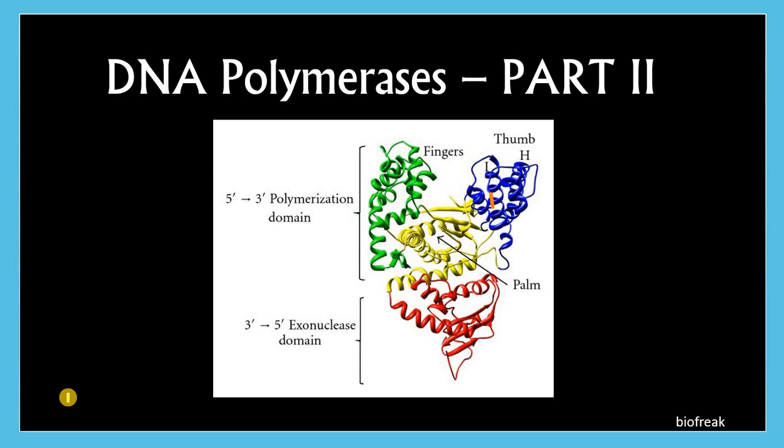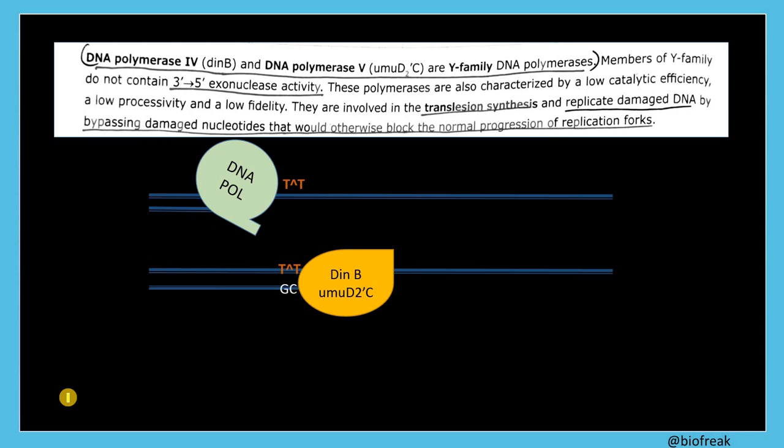Let's talk about DNA polymerases part 2. I had already talked about DNA polymerase 1, 2 and 3 in part 1. Now here I'll be talking about DNA polymerase 4 and 5. So this is a para from Pathfinder book.